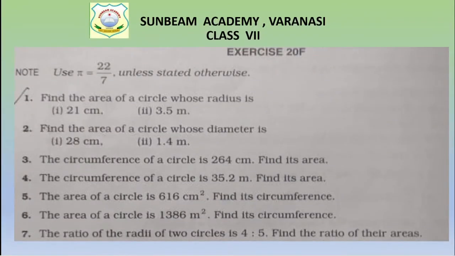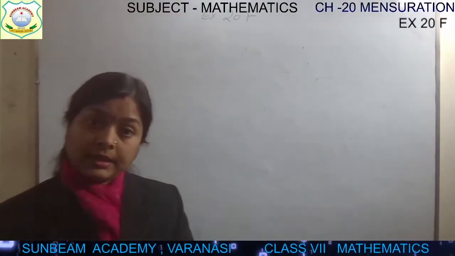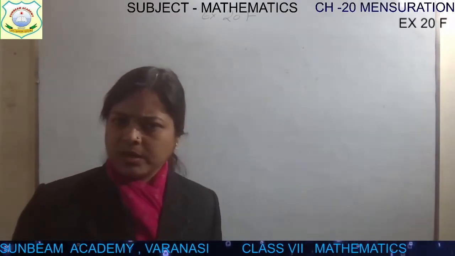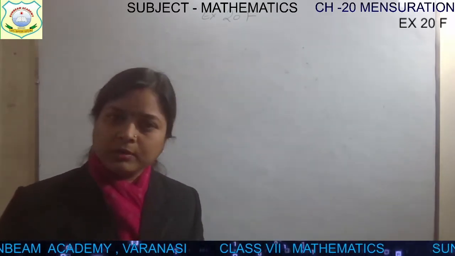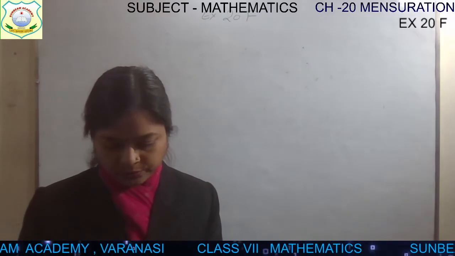Now let's see the question. I am going to erase these drawings so that we can start the exercise. In question number 1, find the area of a circle whose radius is given to us, children. Only radius is required to find the circumference or the area. दोनों केस में हमको radius ही चाहिए. So we will take the radius, put it in the formula, and calculate it. So let's do the first question.